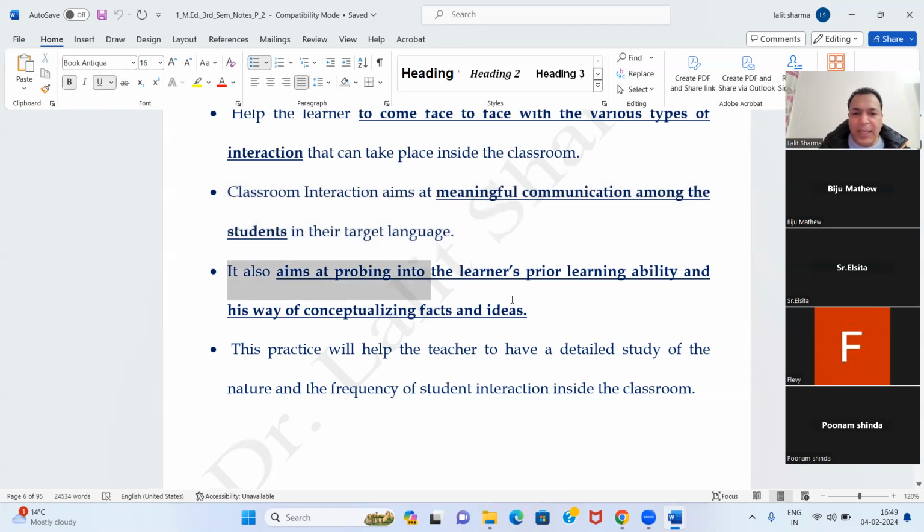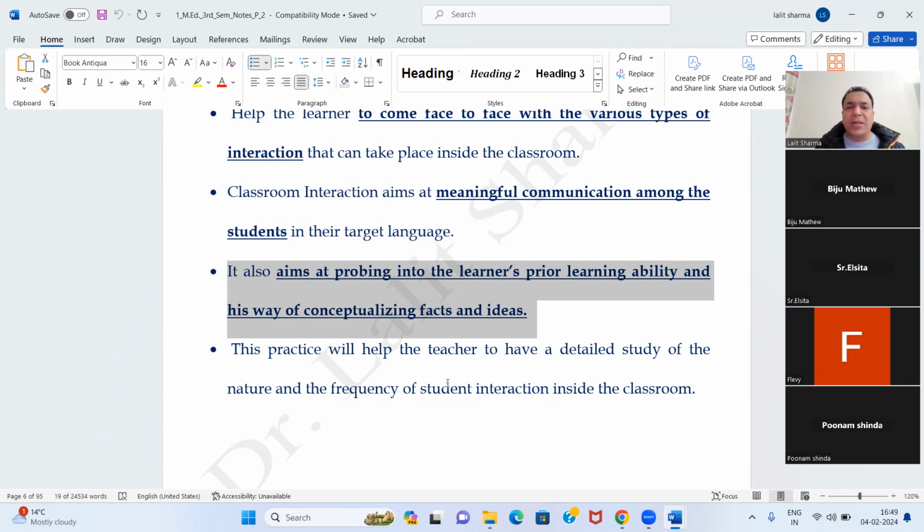The next objective is that it also aims at probing into learners' prior learning. See, you have a class of 30 students, you are not interacting with the students, you don't know what the prior learning of the students is, how can you put your ideas, your learning, into the mind of the student? It is not possible. Don't try to pour any learning into the mind of the student before interacting with the student. First, interact with the student. Try to learn their prior learning. Then, according to the mental capability of the student, give knowledge to the student. Then your teaching would become successful.